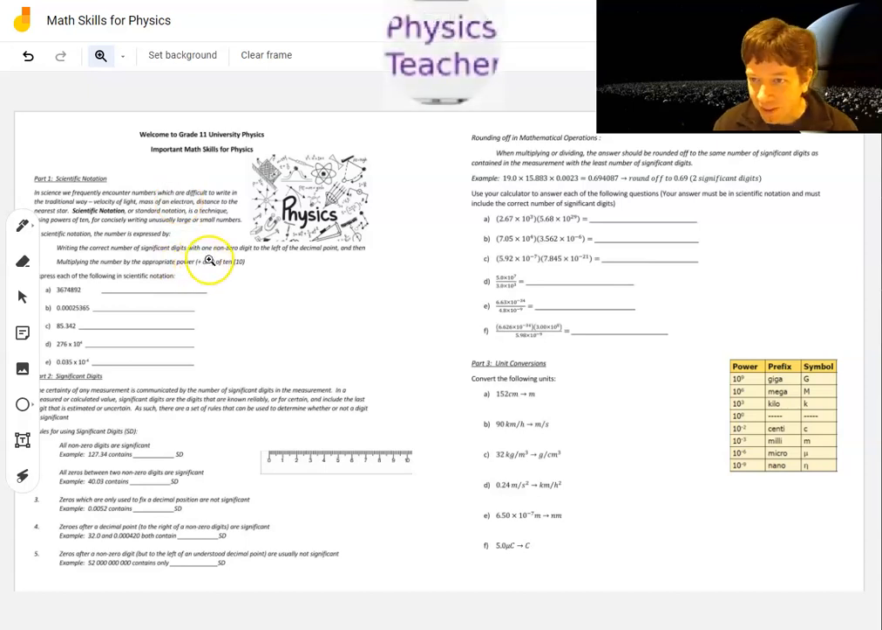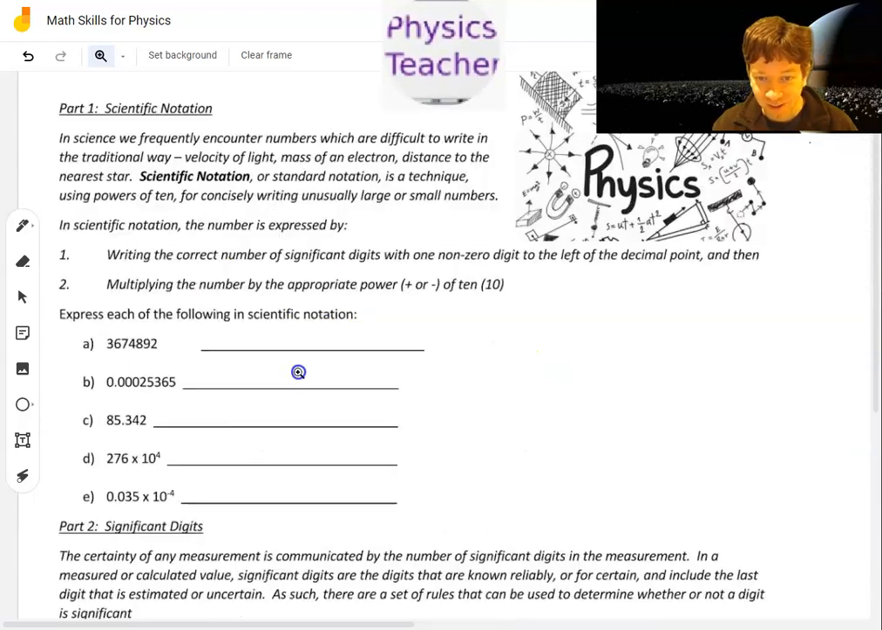Okay, so a couple things we're going to go over that we're going to use pretty much in every part of problem solving in physics is scientific notation, significant digits, rounding based on significant digits, and unit conversions. So let's start with scientific notation.